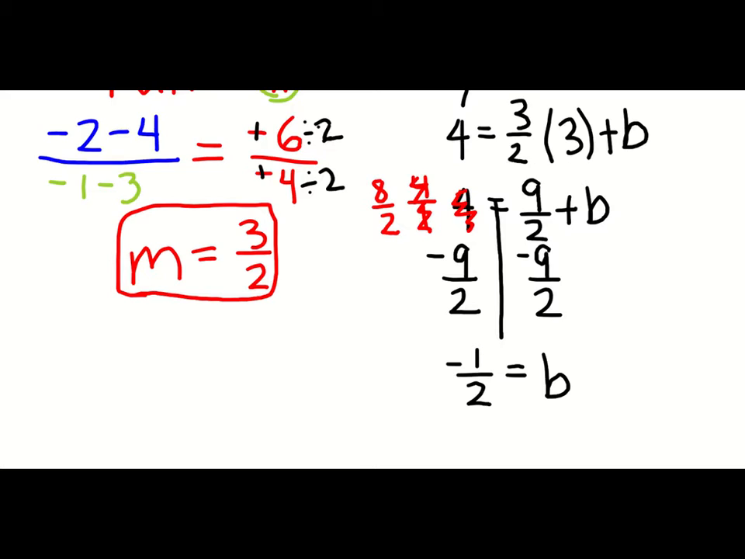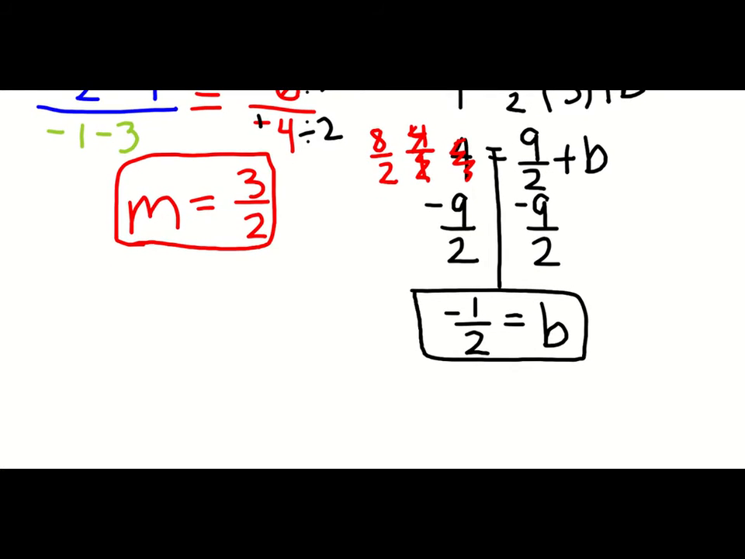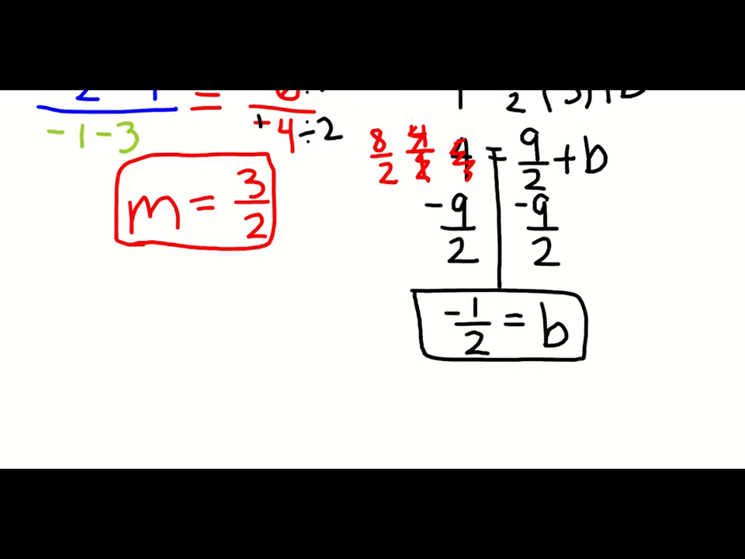So once you have your slope, which we calculated using the slope formula, and once you have your y-intercept, which we calculated by plugging in a point and slope, we then put all that information together to write our final equation of the line. So remember, this is y equals mx plus b. So y equals 3/2 x, and then b was -1/2. So our equation of the line is y equals 3/2 x minus 1/2.